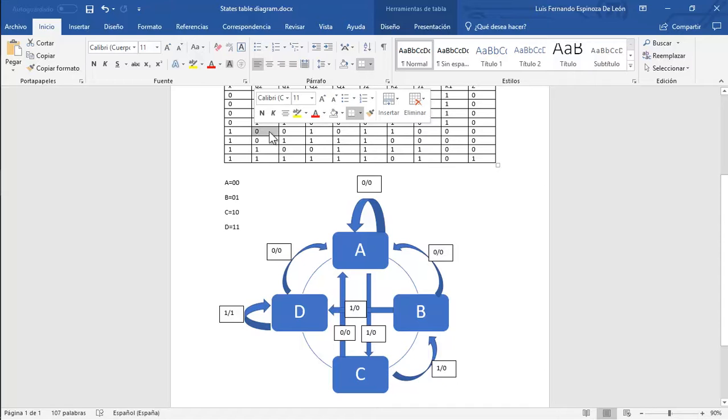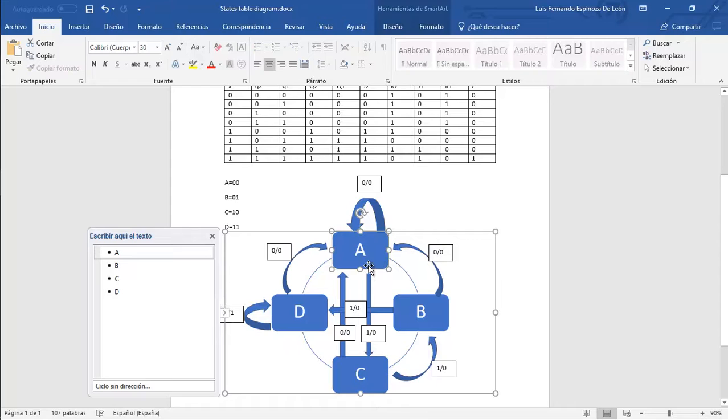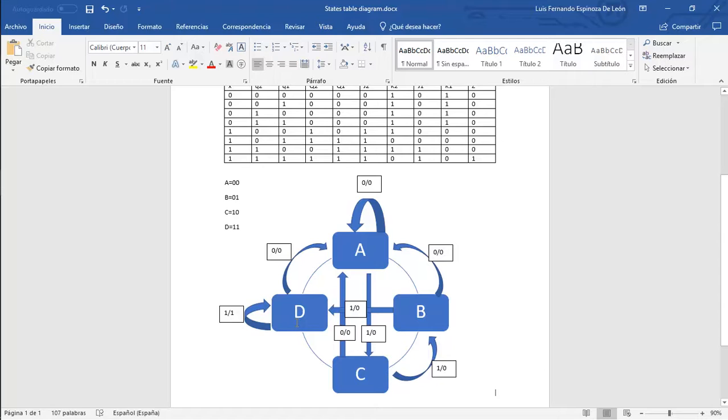So in our state A, we will pass to state C with an input of one. And from the state C, we will pass to the state B with an input of one. And from our state B, we will pass to our state D with an input of one. And in the state D, we will return to the same state over and over again, because we will have an input of one. And right here, we can see that we will have an output of one.